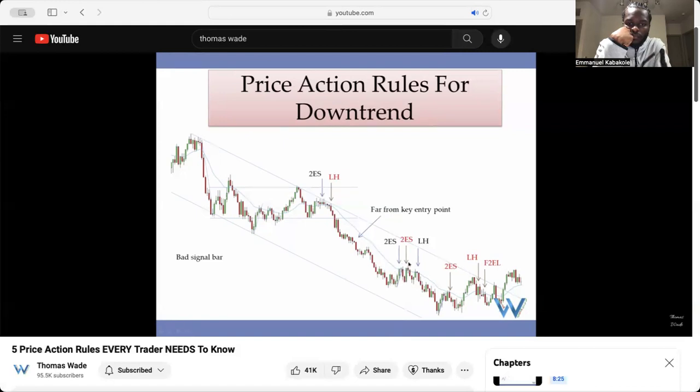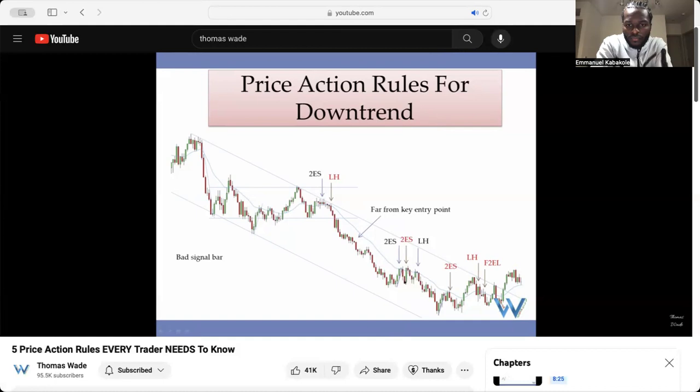Price created another second entry short. Why am I calling this another second entry short? Because we have here what looks almost like a micro double bottom, and micro double bottoms reset the count. So technically I can treat it as a first leg, second leg, first entry short, second entry short. But this right here right now has a much better signal bar. It is at the key entry point, and this is the proper entry.